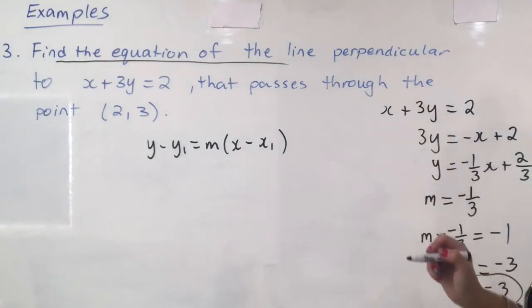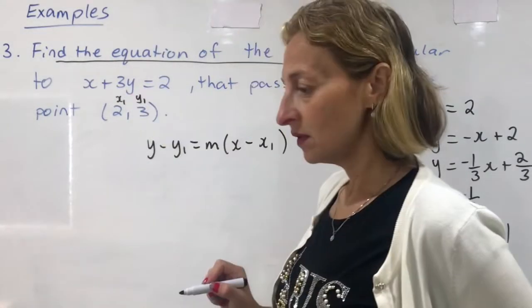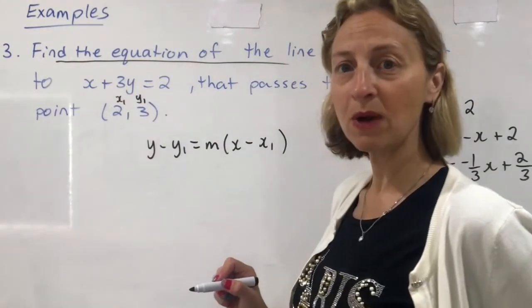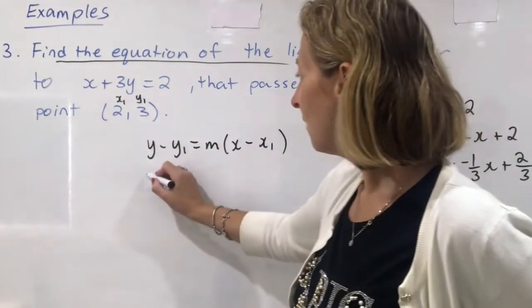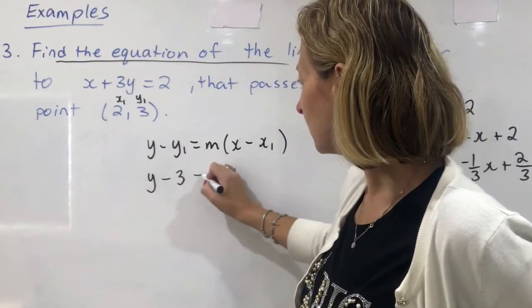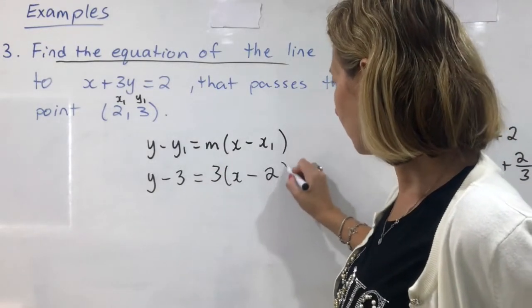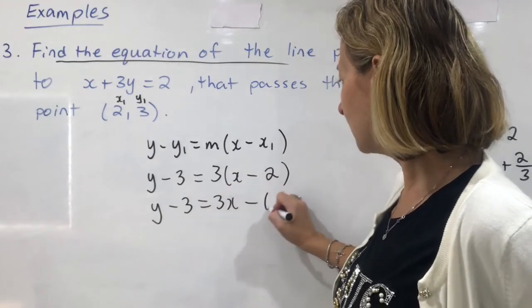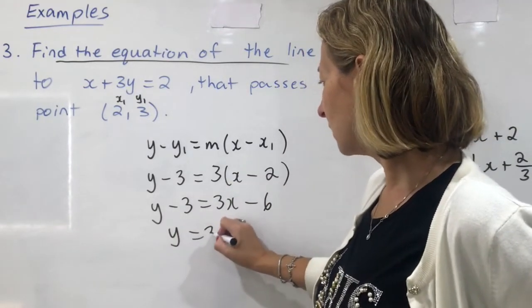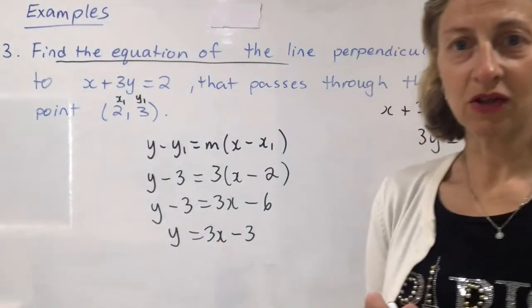We need a point that lies on the line. We know that this point up here is x1, y1. So we're going to do the point x1, y1 from the question. And we put everything in where it belongs. The gradient was 3. I expand the brackets and I then rearrange it so that it's in the right form. And that's the equation of our line.